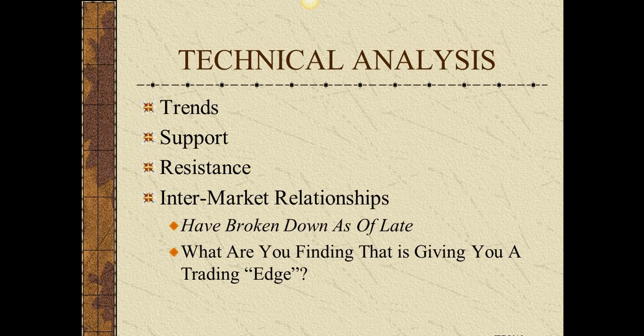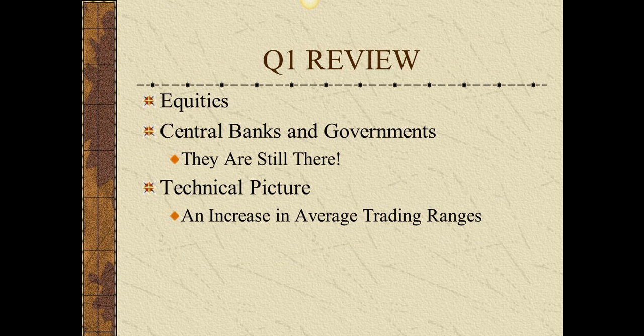And that's why we like to use trends. That's why we like to use support, where other people are buying, and resistance, where other people are selling. And if you can find one market driving the market you're trading, that's an edge, and that's what I call intermarket relationships. I put there that they've broken down as of late, as far as the one we were used to, and we'll talk about that, but a new one has come into play, and I want to know what you're finding that's giving you a trading edge.